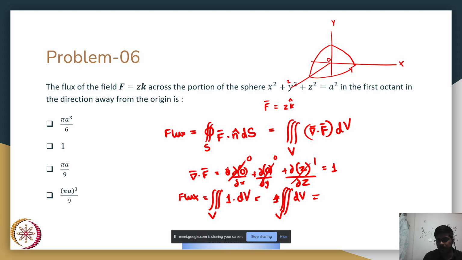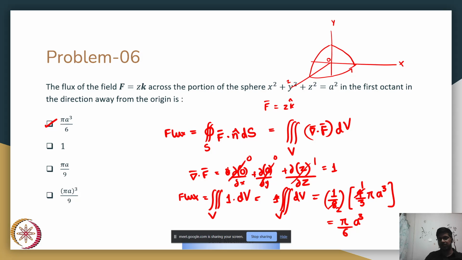This is an octant, so 1/8 of the volume of the sphere. The volume of the sphere is 4 by 3 pi r cube. Simplifying, we end up with pi by 6 a cube. So very simple. If you want, we could calculate this on each of the individual surfaces, and right away we can make a few remarks.